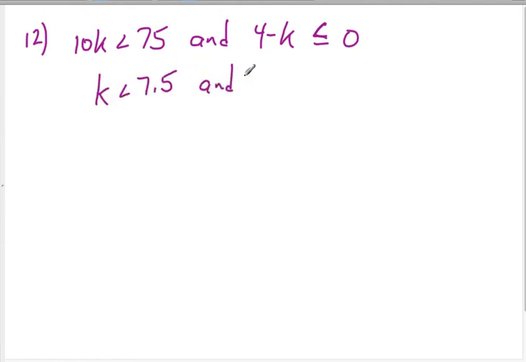And I'm going to start by subtracting 4. Then I'm going to multiply or divide by -1. I'll divide again because it can fit easier. So k is greater than or equal to 4 because we had to change the sign because we're multiplying by a negative.